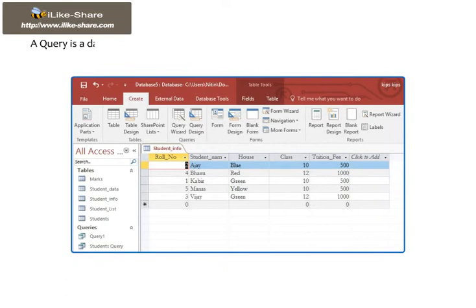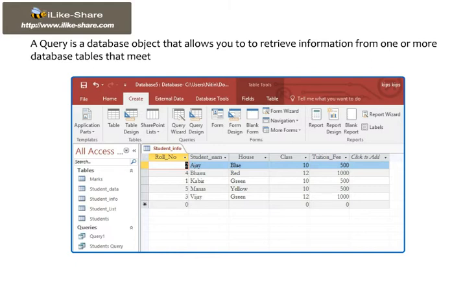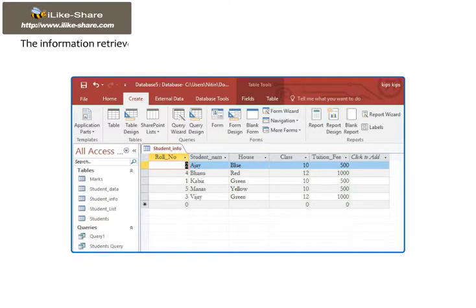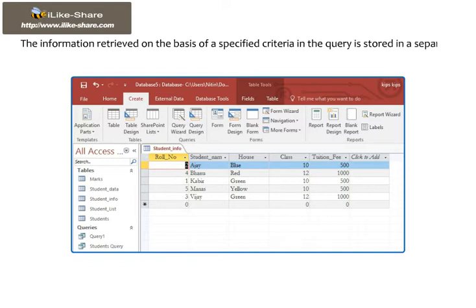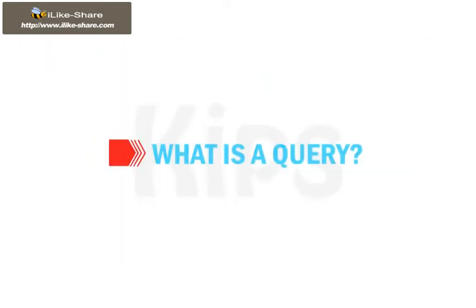A query is a database object that allows you to retrieve information from one or more database tables that meet a specific condition or criteria specified by you. The information retrieved on the basis of a specified criteria in the query is stored in a separate table called the query table. Okay, first let us understand what is a query.